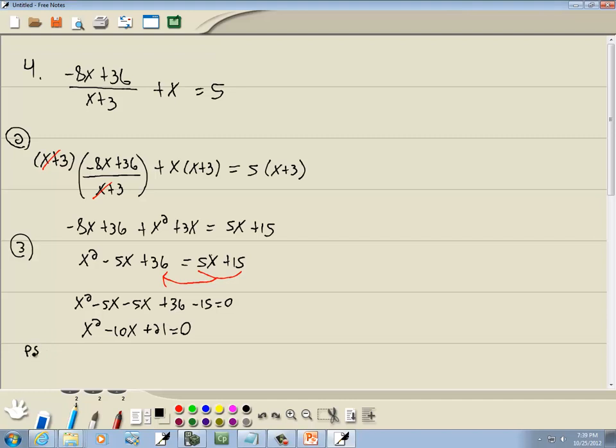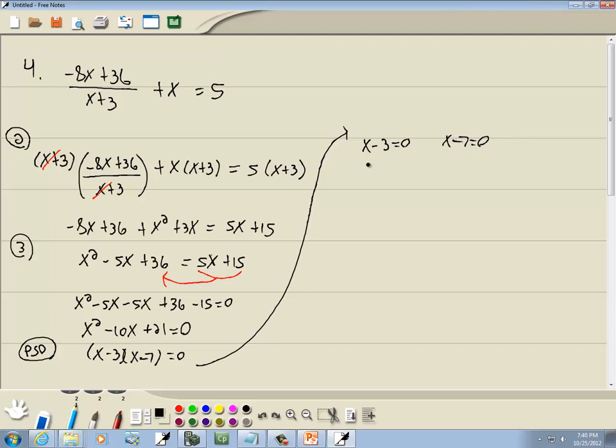Now we can factor the left side. It's the PSD method. Factors as x minus 3 times x minus 7 equal to 0. Now zero factor property says you get 0 on one side, you factor the other side, you're going to set each factor equal to 0. So I'll set x minus 3 equal to 0 and x minus 7 equal to 0. And solve it. Take negative 3 over, it becomes a positive 3. Take negative 7 over, it becomes a positive 7.